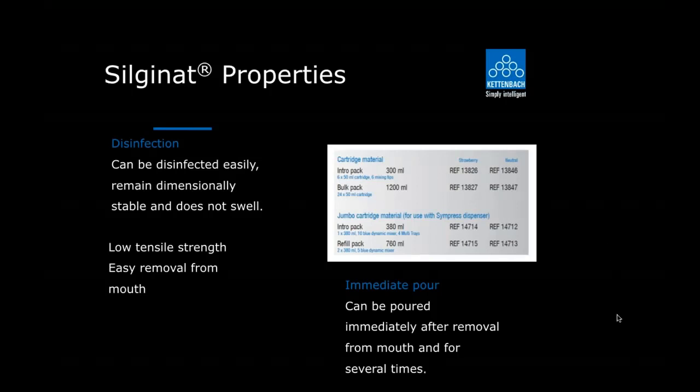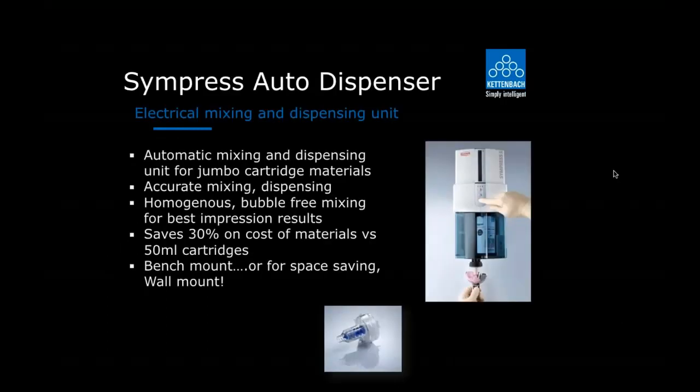can disinfect the material. One of the biggest advantages to Silginat is it can be scanned. So it's a great material for that. You can take the impression and it can be scanned later with your scanner. So that's one of the beauties of that. This is the large mixing machine, the auto mixing machine. And that's what we use in our office.